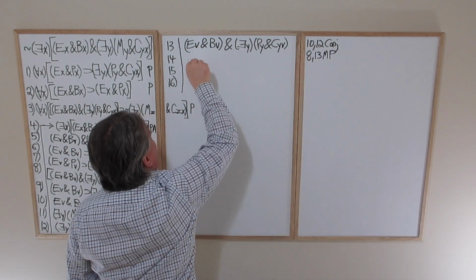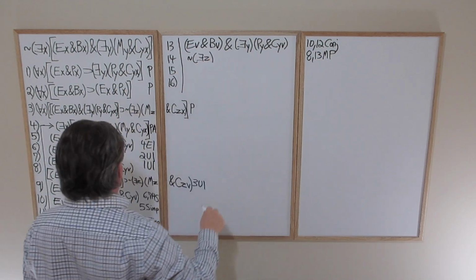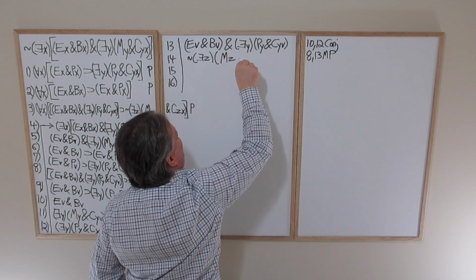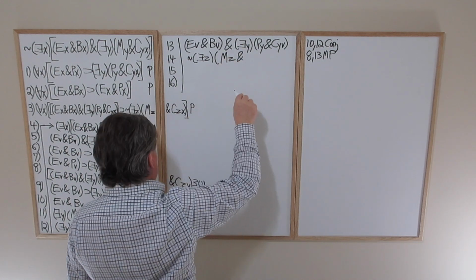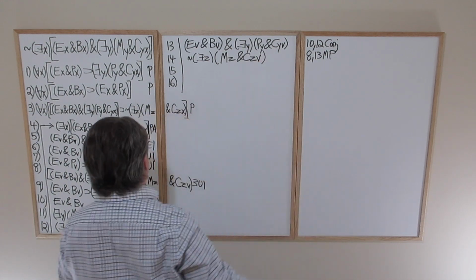Now, and this will clear up the long sentence finally, 8, 13 modus ponens will give us, it's not the case that there exists a Z such that Z is mental and Z causes V.